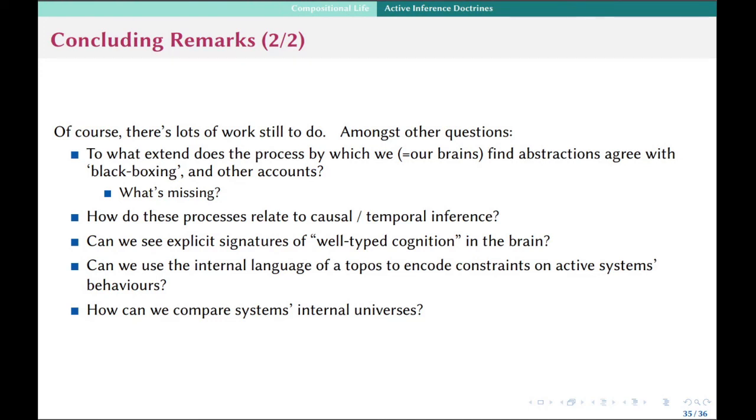And then, how can we compare systems' internal universes? How do I know that the stuff that you see or your explanations are compelling for you? How do I know that what you find compelling is the same as or related to what I find compelling? And how do I know that our stories really resonate? I think we've got mathematical tools to answer these questions, and really it just amounts to applying them. Although of course it's easier said than done.